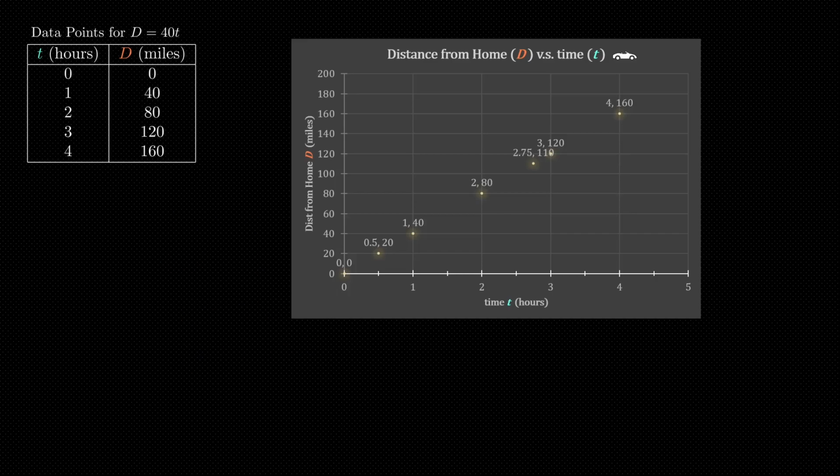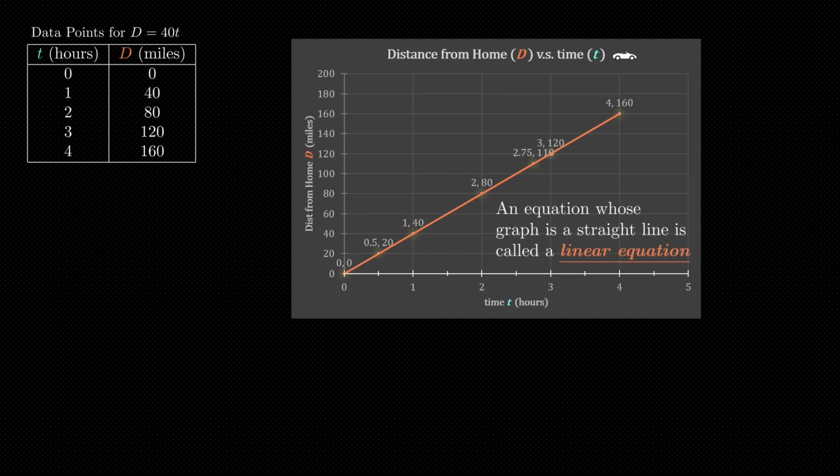You may be noticing something. As I'm graphing more and more points, all these dots are forming a straight line. And you would be right. If we keep graphing points until infinity, we would eventually get the image of a straight line. And that is why we call equations like d equals 40t linear equations, because when you graph them, they form a very neat straight line.